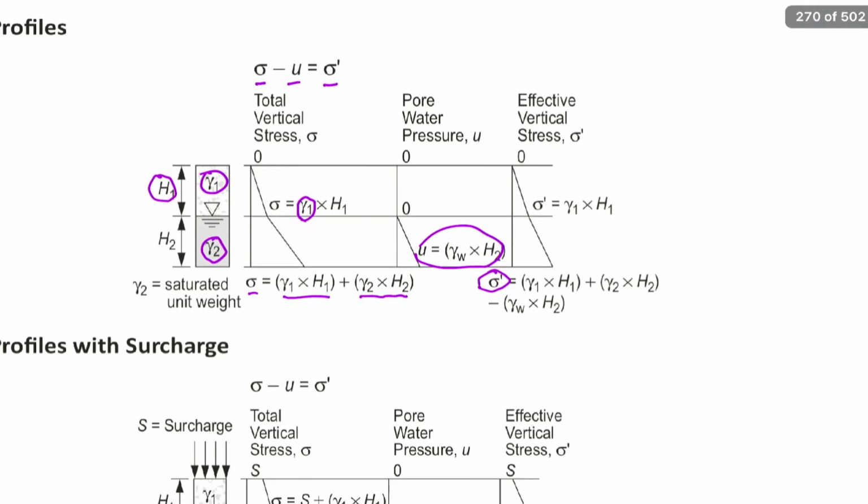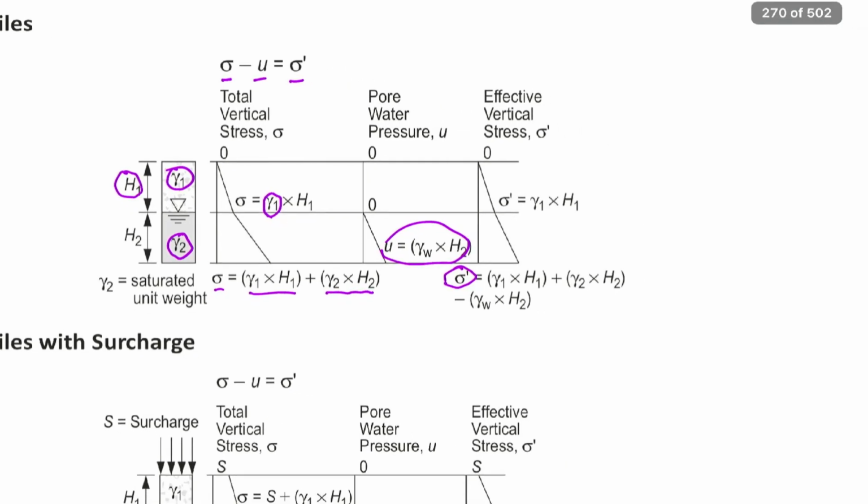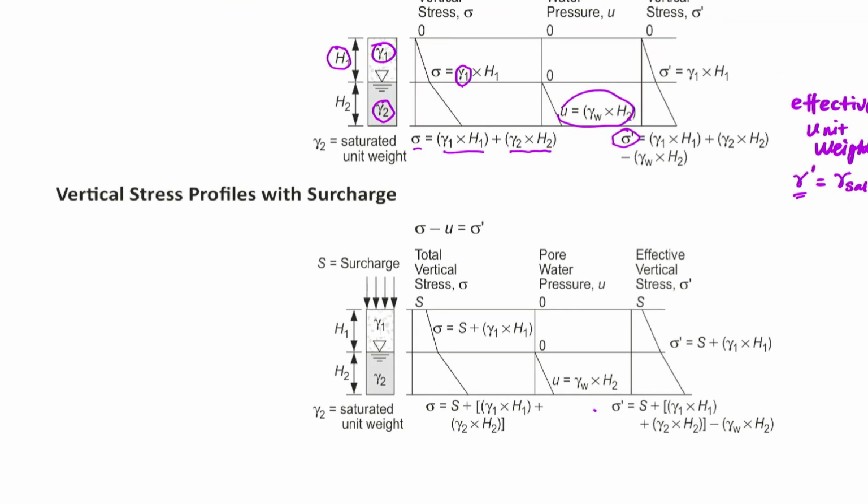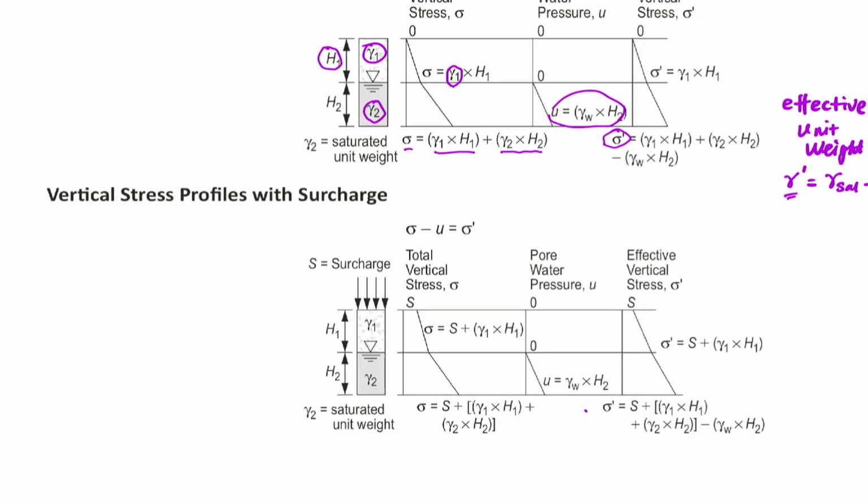And if you still remember it, there's a terminology called effective unit weight. We would sometimes, or most times, use gamma prime for that. The definition of gamma prime is the saturated unit weight minus the unit weight of water. So a lot of times you can just use the gamma prime for a saturated layer to calculate the vertical effective stress.